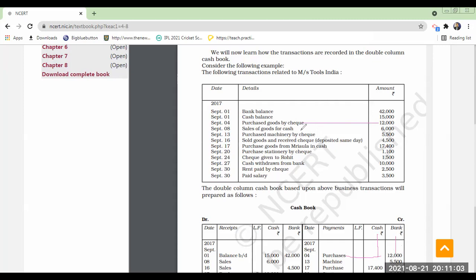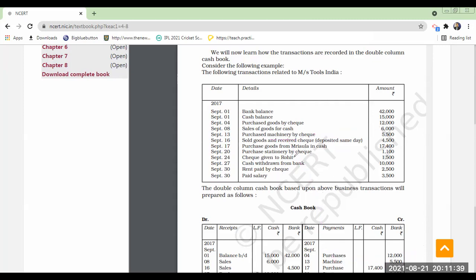Okay. Sale of goods for cash. What happens? Your cash balance will increase. So the sales amount you are going to write in the cash column. Okay. Next. Purchased machinery by check, 5,500 rupees. When you issue a check, bank balance will reduce. So for purchases you have to mention this is an asset, so you have to mention machinery. Okay, machinery, otherwise 5,500 you will write.